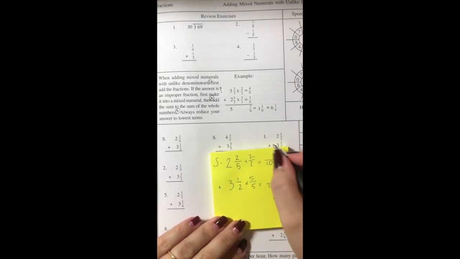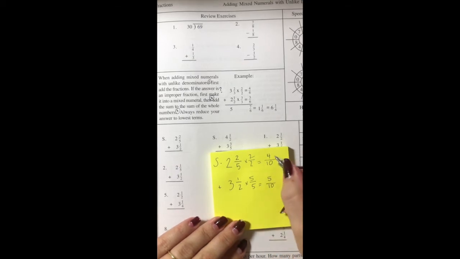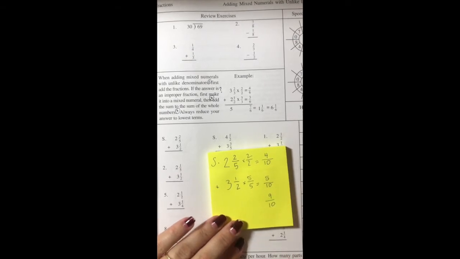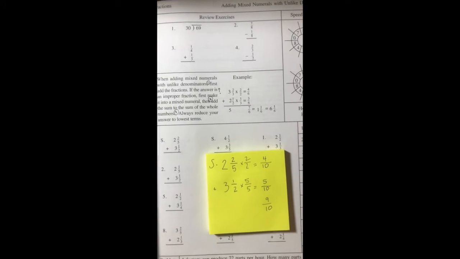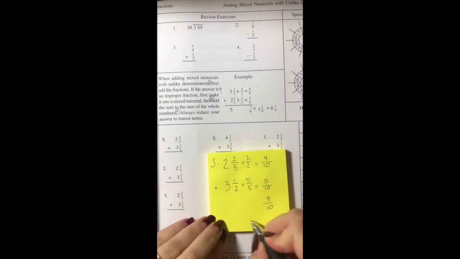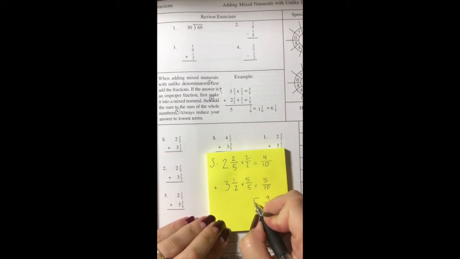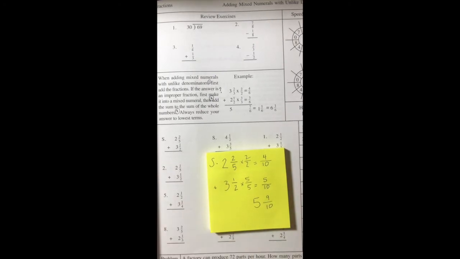Here we have 2 times 2, which is 4. And then 1 times 5, which is 5. So we have here 4 plus 5, 9 over 10. Now is this answer improper? It's not. It is proper, so we do not have to change it to a mixed numeral. All we have to do is add our whole numbers here, 2 plus 3, and 2 plus 3 is 5. So this time we didn't have to add a mixed number.